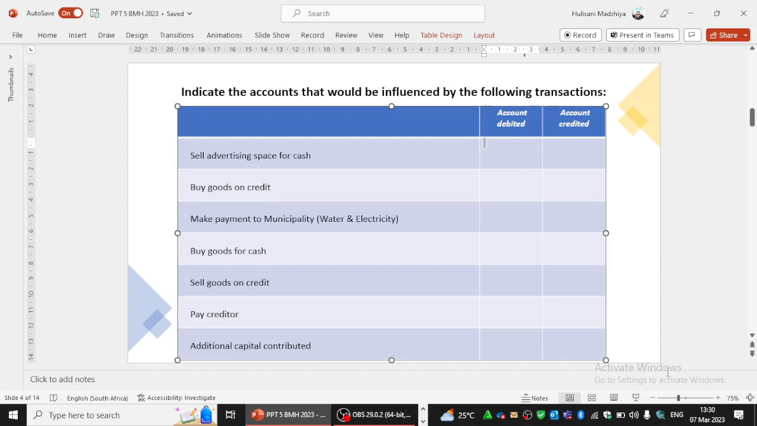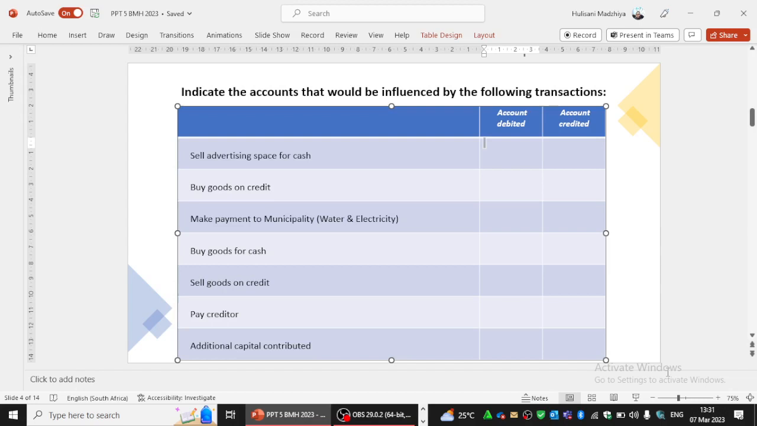Bank. Bank should be debited. Reason behind it? Because money is coming in, it's an income. It's going into your bank account. 100% right. And then the account to be credited? The account credited would be advertising space, or advertising. Yeah, you're still correct.